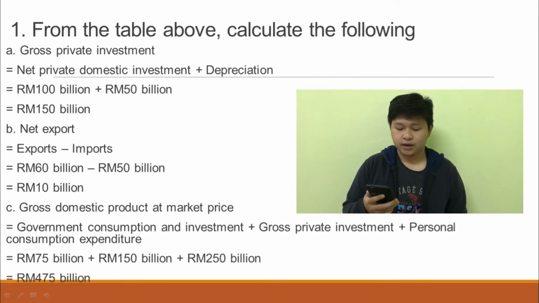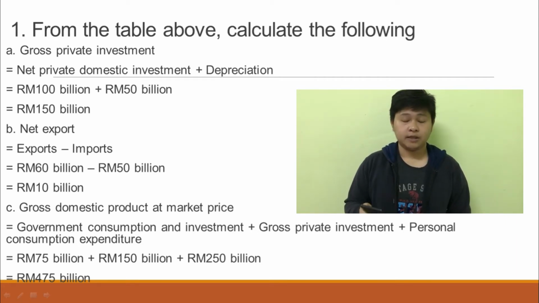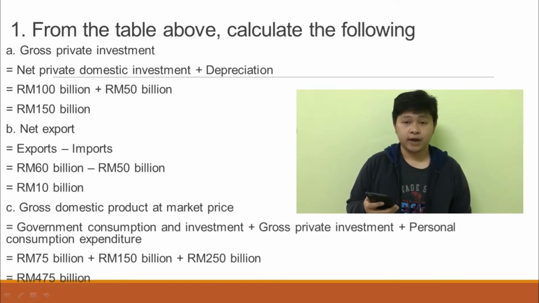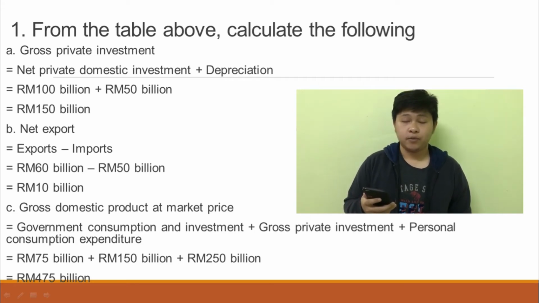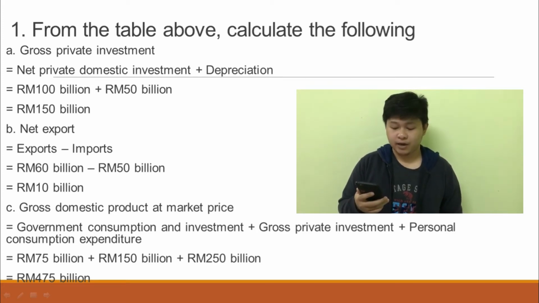The second question is B, net exports. It is quite simple. You just need to find the amount of exports and the amount of imports, and then you subtract them, and then you will find the answer. The answer you will find is RM10 billion.